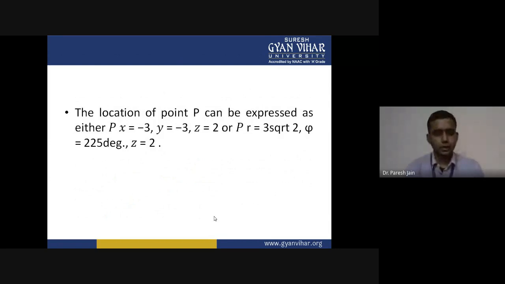Through this, students will easily understand the conversion of Cartesian to cylindrical coordinate system, as well as cylindrical to Cartesian coordinate system. So up to this, we are all clear on the two types of coordinate systems we have done. In the last lecture we worked on the Cartesian or rectangular coordinate system, and today we have worked on the cylindrical coordinate system.